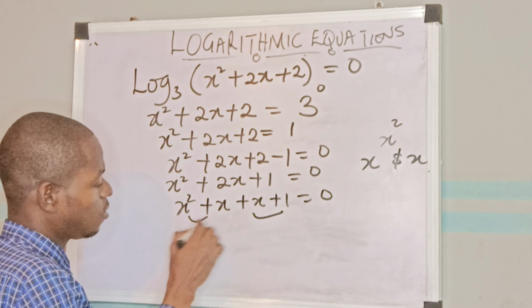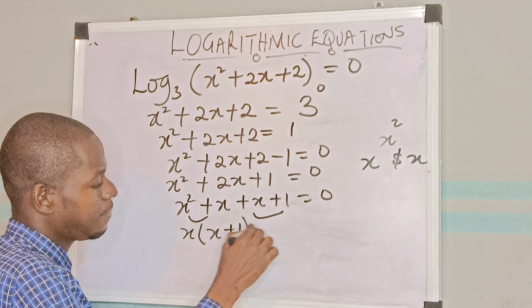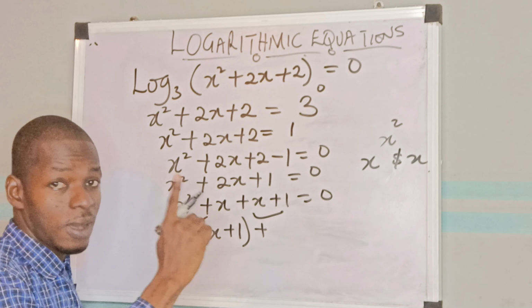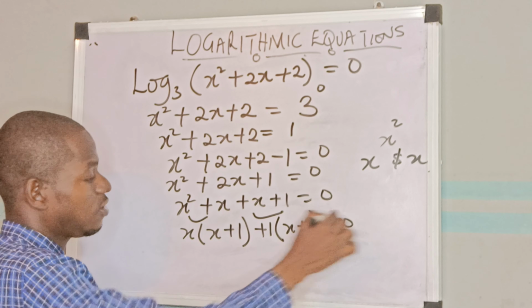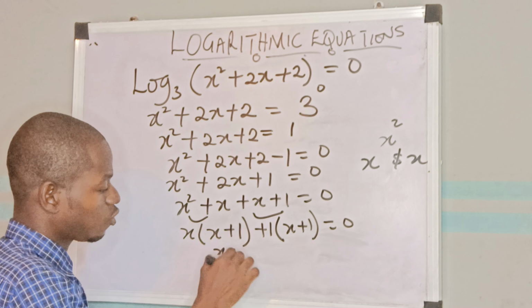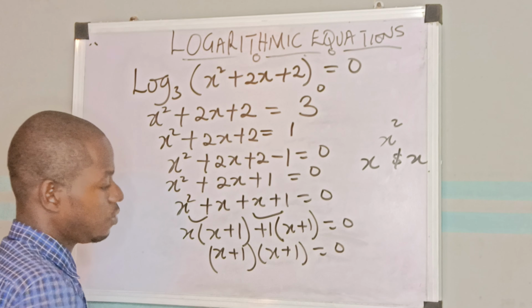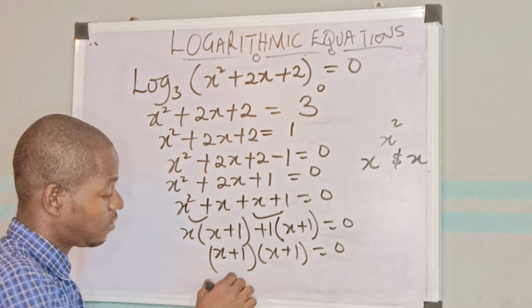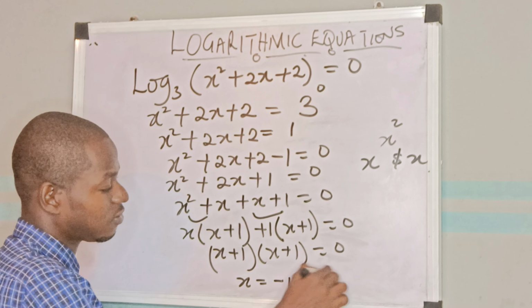Factorize: this becomes x into bracket x plus 1 plus, what's common between these two? 1. 1 into bracket x plus 1 equals 0. So you have x plus 1 squared equals 0. So our final answer is x equals -1 twice.